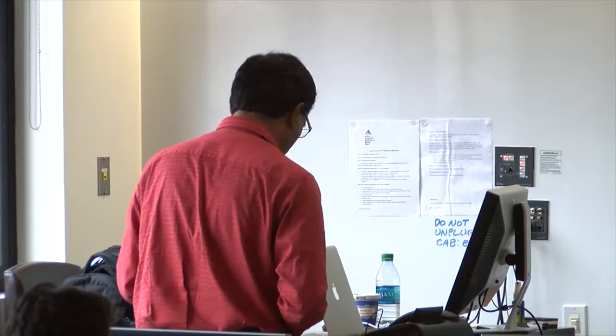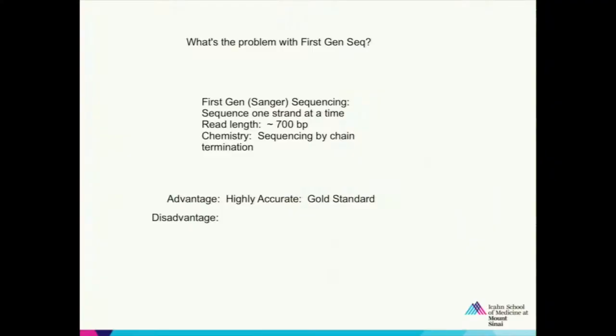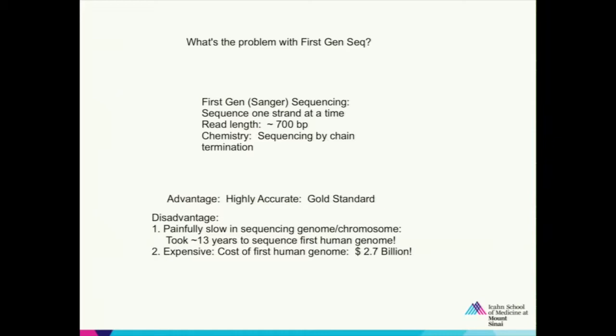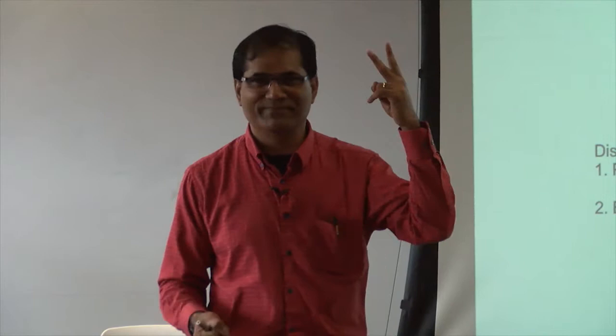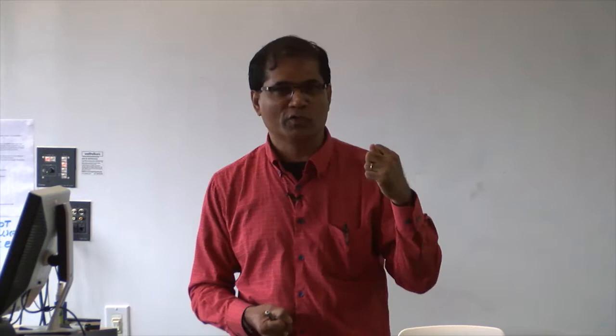Sequencing is by chain termination, right? Remember this chain termination. The advantage is it is highly accurate. It's a gold standard, okay? And then we used this technology to sequence the first human genome, right? And then can we use this technology for the second human genome? I said yes, but again, you have to spend this much amount of time, this much amount of money. So what is important here? That happens with everything: time and money. These two aspects are very important everywhere. So we have to take care of these two. Less time, less money.